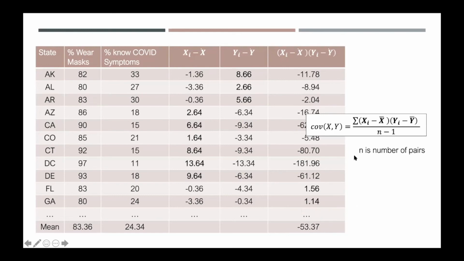53.37. Now, this equation for the covariance might look a little bit familiar to you because it actually looks quite similar to our equation for a variance.